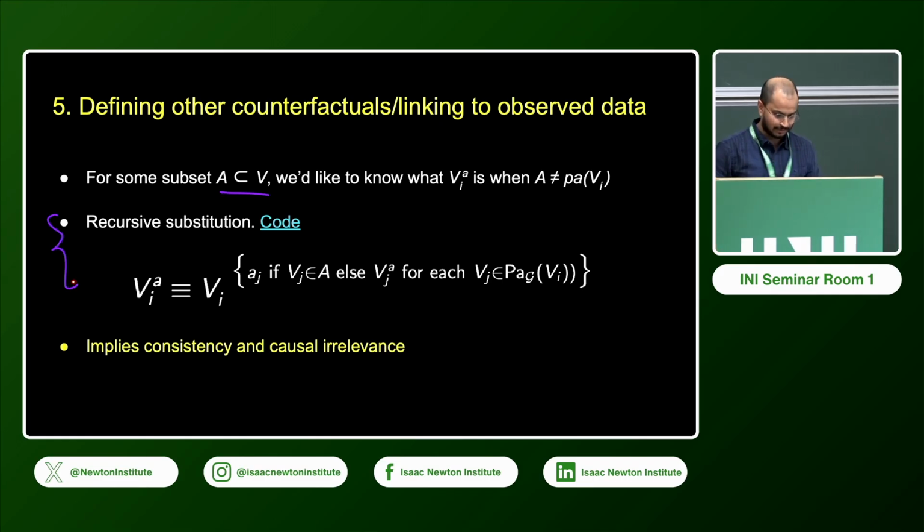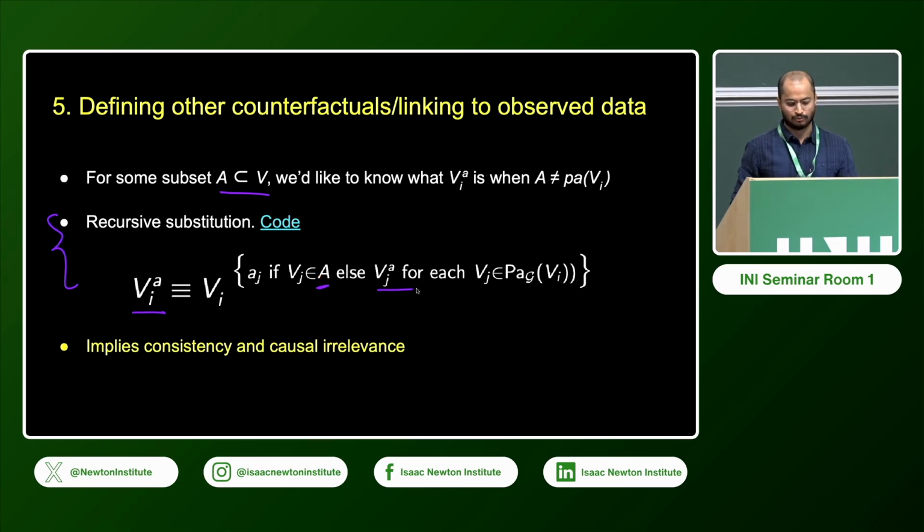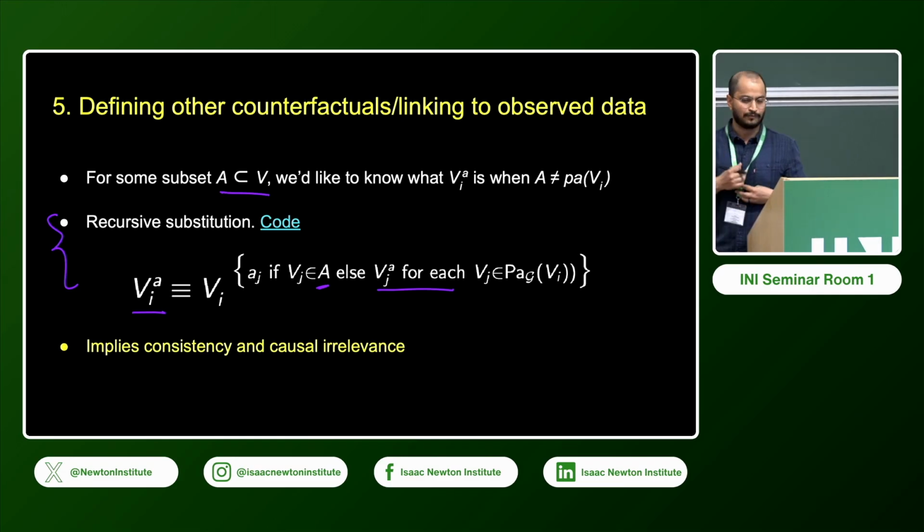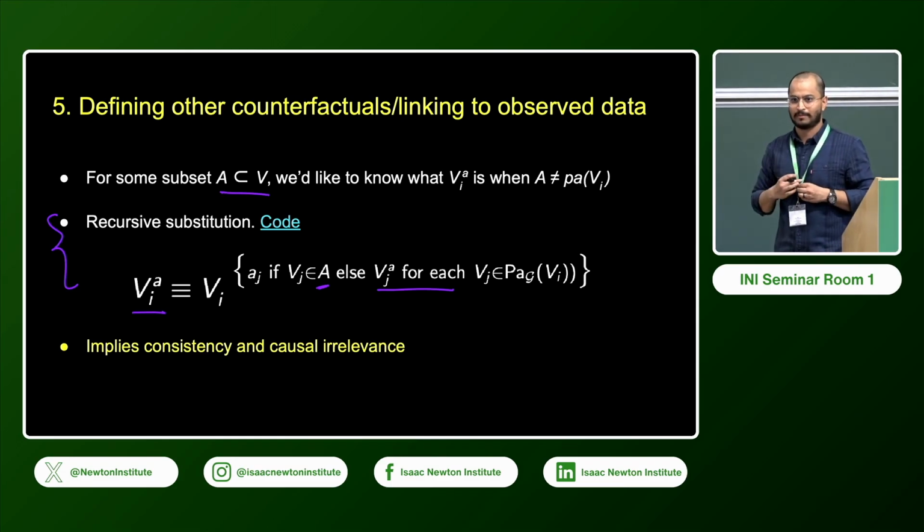It's a very nice, pleasant definition that says V_i(a) is defined recursively. So you look at all the parents of V_i. If the parent happens to be in the treatment set, you set it equal to whatever value has been specified. And if it's not in the treatment set, you recurse. So you call the definition again in order to determine what exactly it's equal to. And the reason this recursion terminates is because the DAGs are acyclic. So eventually, you'll reach a variable that has no parents, and so you'll stop.